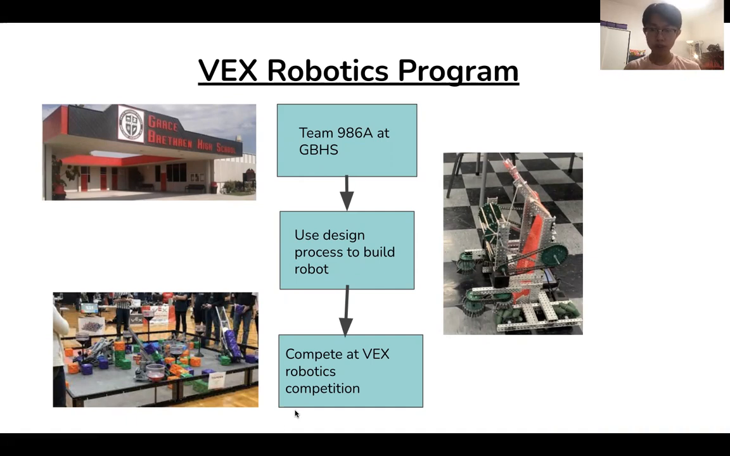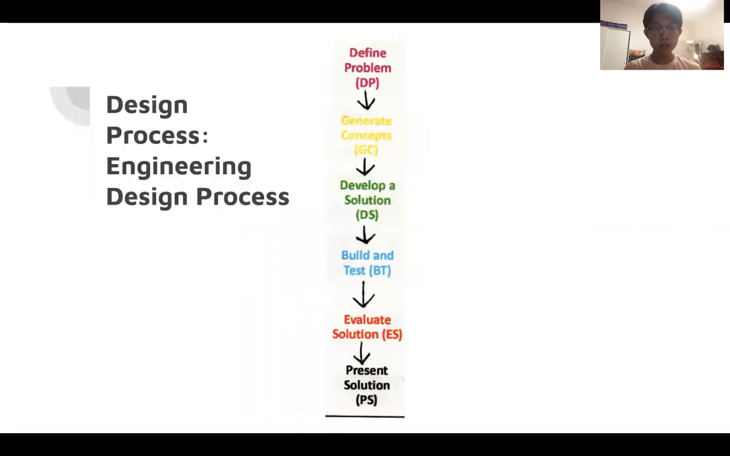at VEX robotics competition. So the part I want to focus on for this project is the design process. For our team's engineering design process, we have 6 steps: define problem, generate concepts, develop a solution, build and test, evaluate solution, and finally present solution.